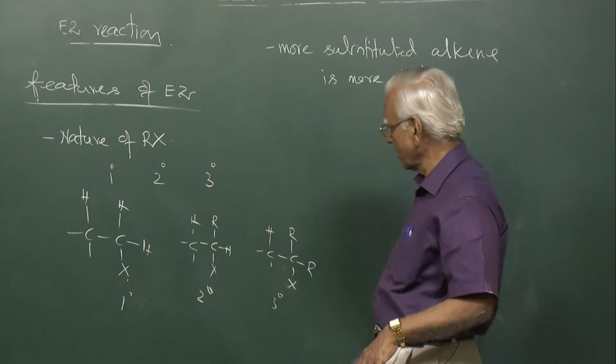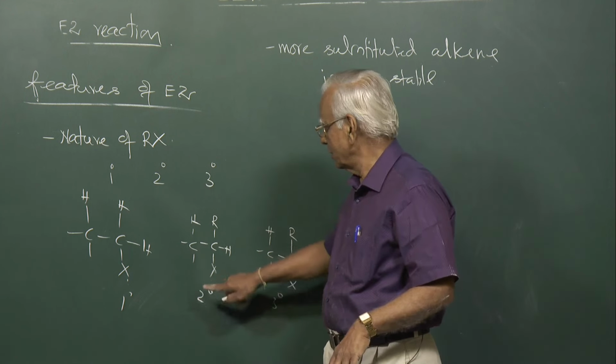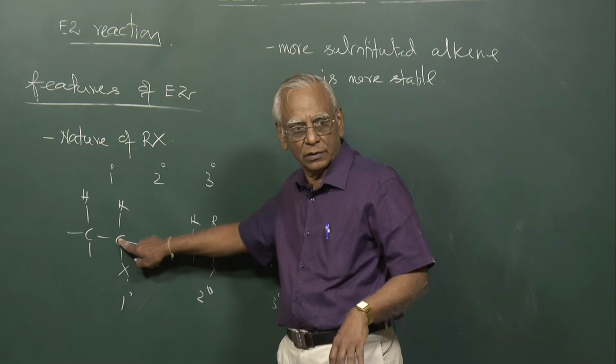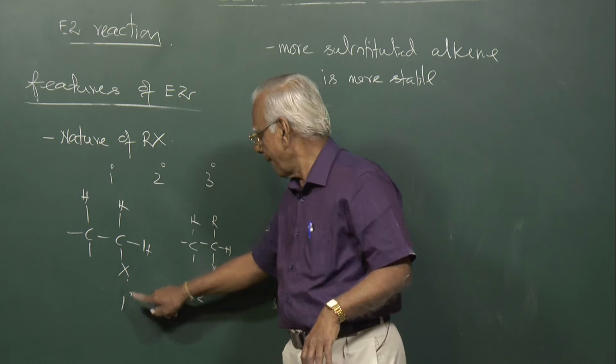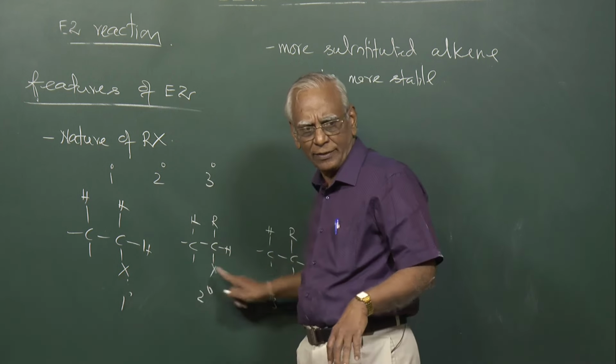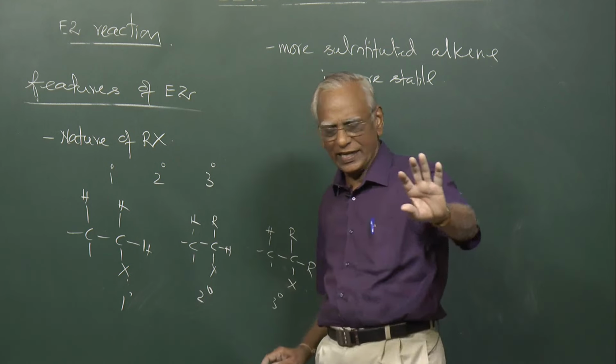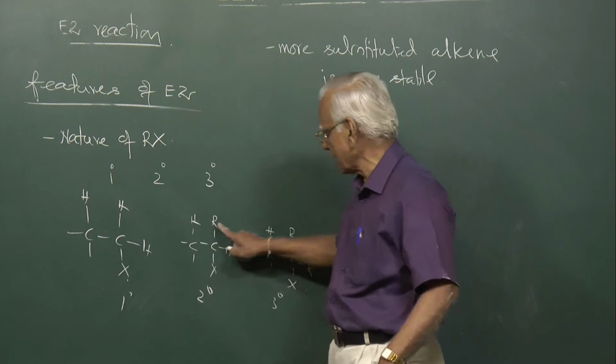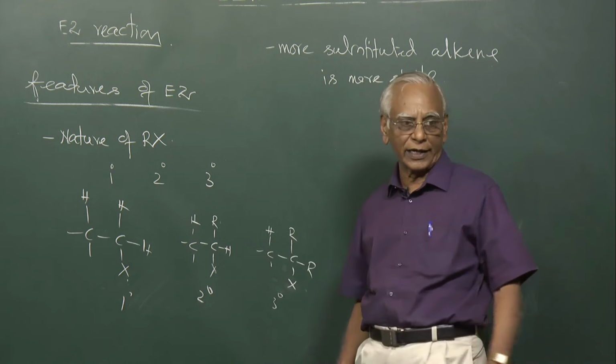The carbon and X bond is stronger. The bond between the carbon and X. We have taken the same halogen here. Bromine, bromine, and bromine. Chlorine, chlorine, chlorine. The only difference is that in place of the 2 hydrogen atoms, I got 1 alkyl group, I got 2 alkyl groups.